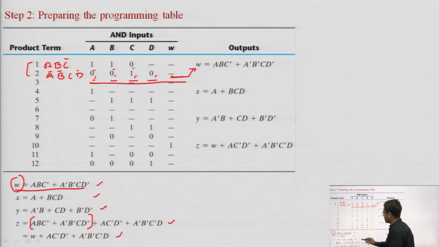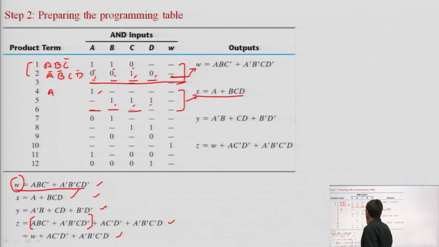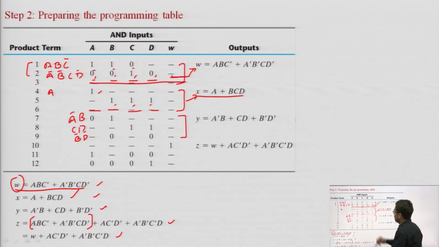Similarly, the second product, A plus B C D. So this is corresponding to A and this is corresponding to B, C, D. So this is again A, B, C, D. Again, these will be used. So third product is also not there. So there are 4 dashes here. The third sum Y: A bar B, then C D, and then B bar D bar. So these are the 3 products which will be making Y.